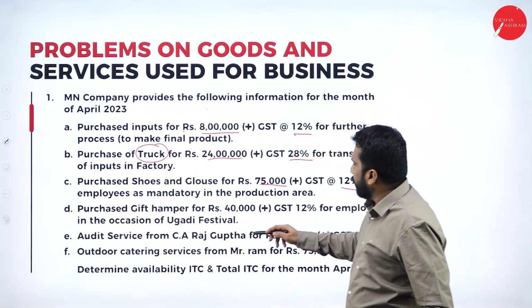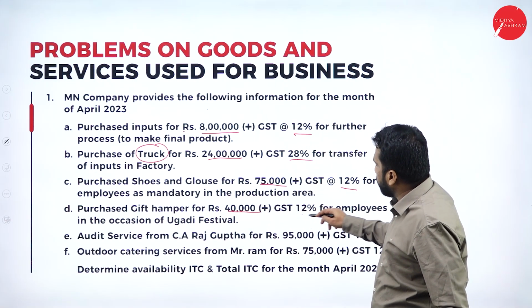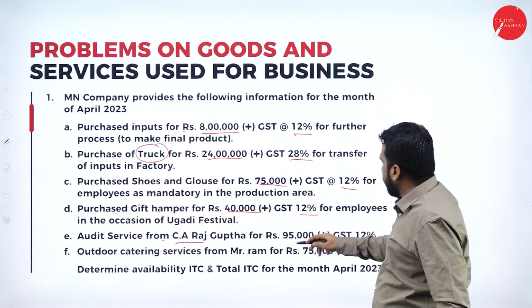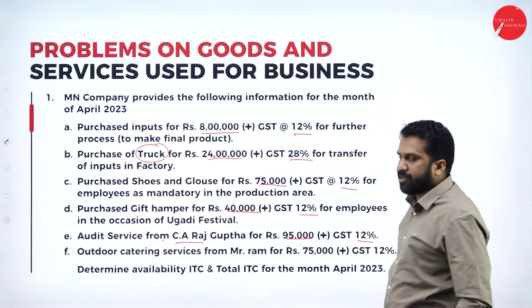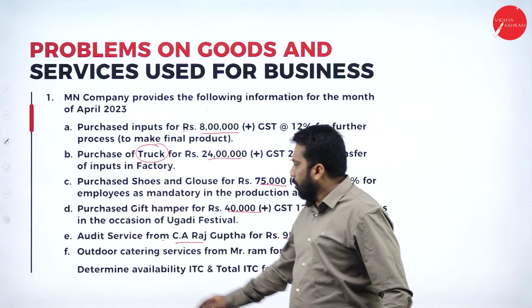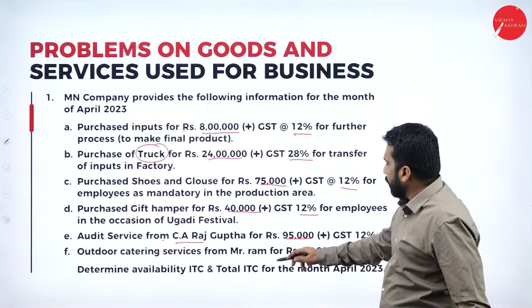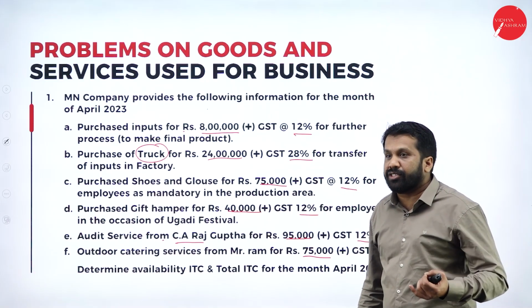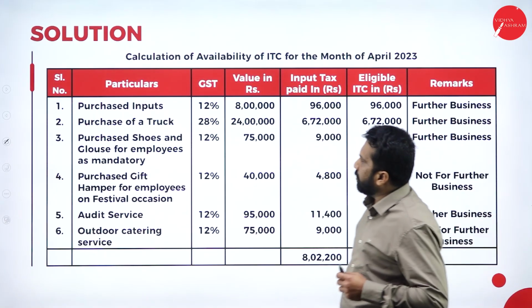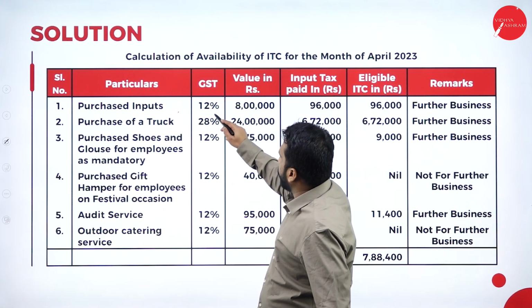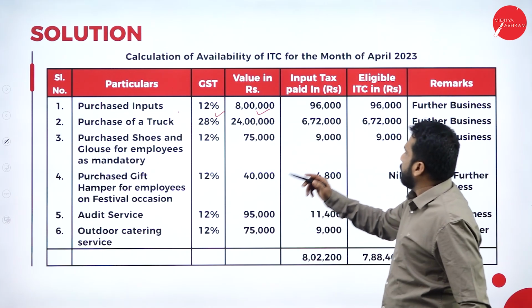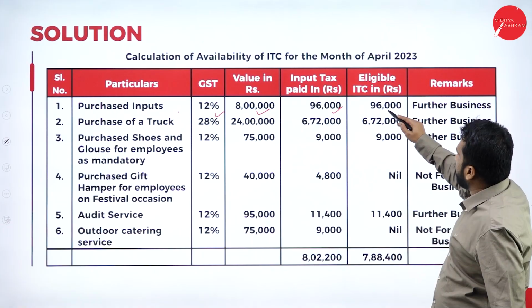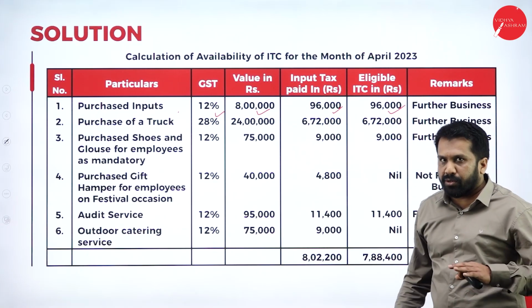Purchase gift hamper, 40,000 with 12% GST. Audit service from CA Raj, 95,000 with 12% GST. Outdoor catering services from Ram, 75,000 with 12% GST. Now, if you calculate purchased input, 12%, 8 lakh, so 8 lakh into 12%, you will get 96,000. Eligibility is 96,000. Hope you are clear.